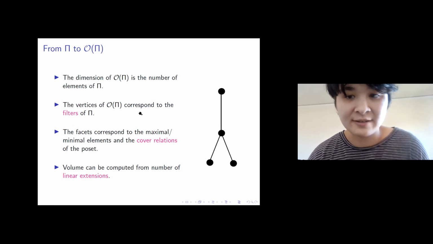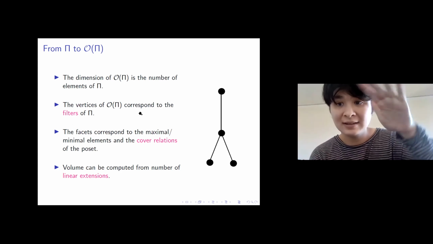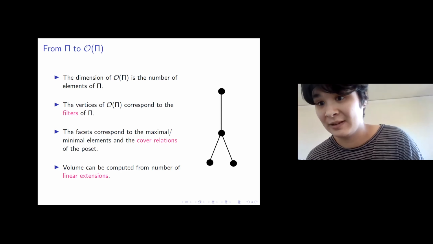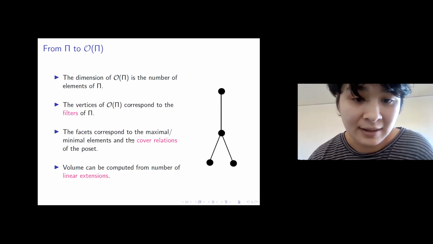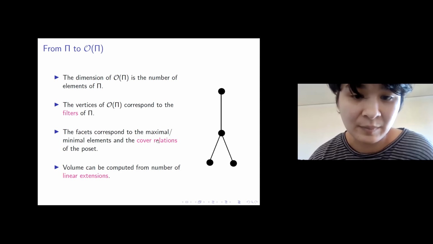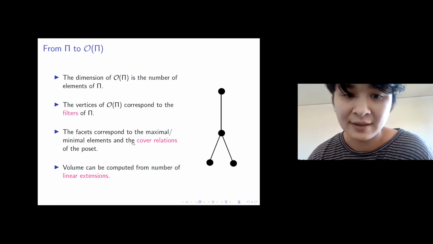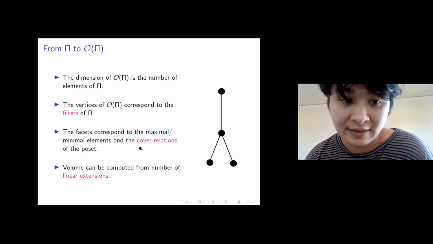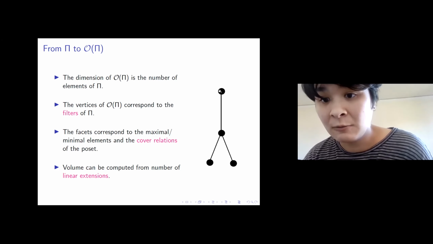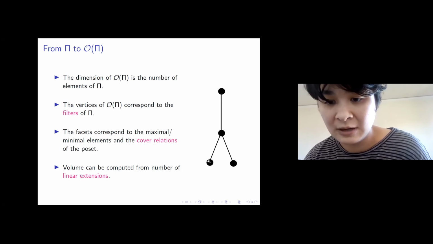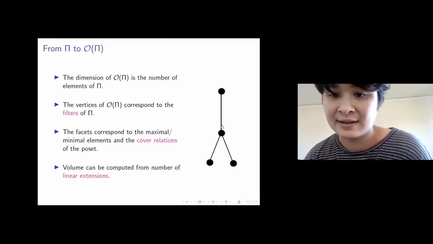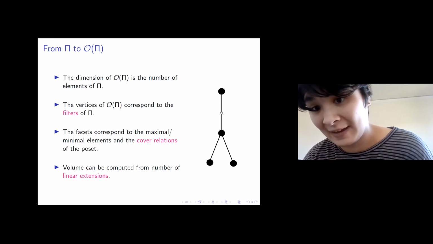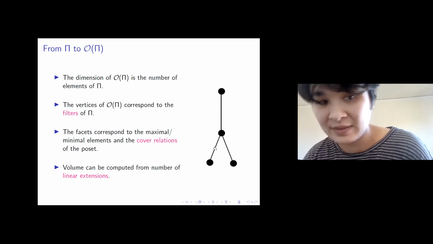The facets, which are the highest dimensional faces of your polytope, so for example, the facets of a cube would be the 6 squares, correspond to the cover relations of the poset and also the maximal or minimal elements. So you can see from this poset that there's going to be 5 facets, 1 coming from this top element, 2 coming from these 2 minimal elements, and then the cover relations are just the relations that are represented by a line in this diagram. So then you have a facet coming from this line, a facet coming from this line, and a facet coming from this line.